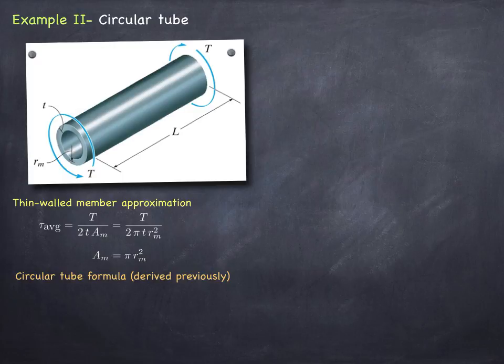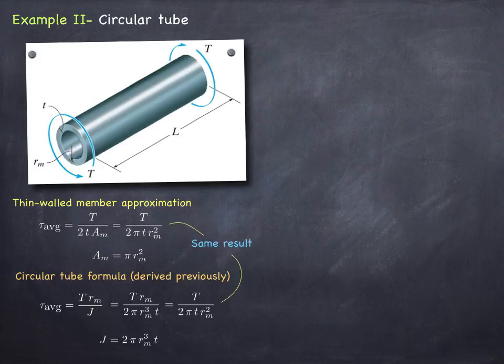So remember that the circular tube formula was that tau average was exactly equal to T times Rm over J, and then we have created an approximation, thin member approximation for J, and computed that J is approximately equal to 2 pi R cubed times T. If we make the substitution there and make the necessary simplifications, we see that the two results, the thin-walled member approximation as well as the circular tube approximation, give us the same tau average.